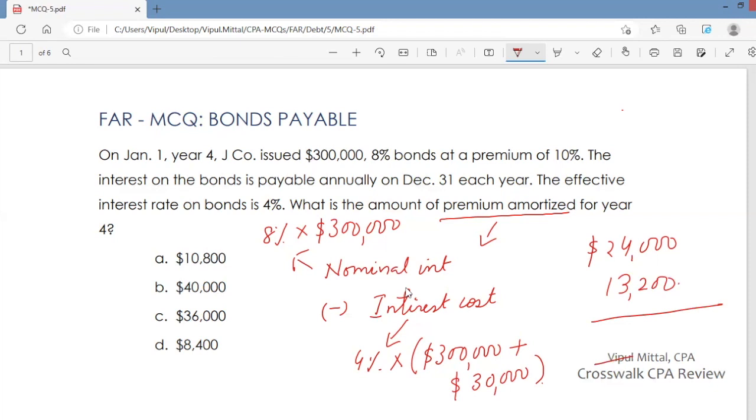And the difference of these two is premium amortized. So this is premium amortized. So what is the amount of premium amortized for year 4? 10,800. This is the answer. And this is how you calculate this.